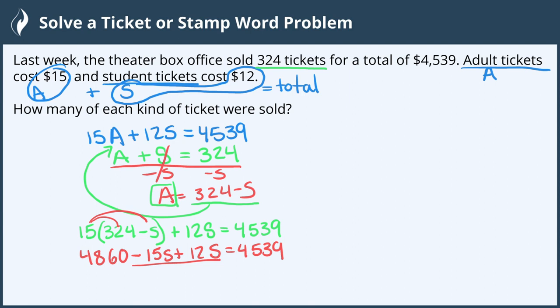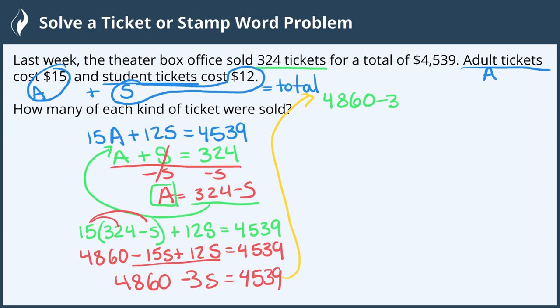We have negative 15 plus 12 is minus 3, so we have 4,860 minus 3S equals 4,539. I'm running out of room, so we'll come up here, and we have 4,860 minus 3S equals 4,539. Now we can continue isolating for the variable by subtracting 4,860 from both sides.